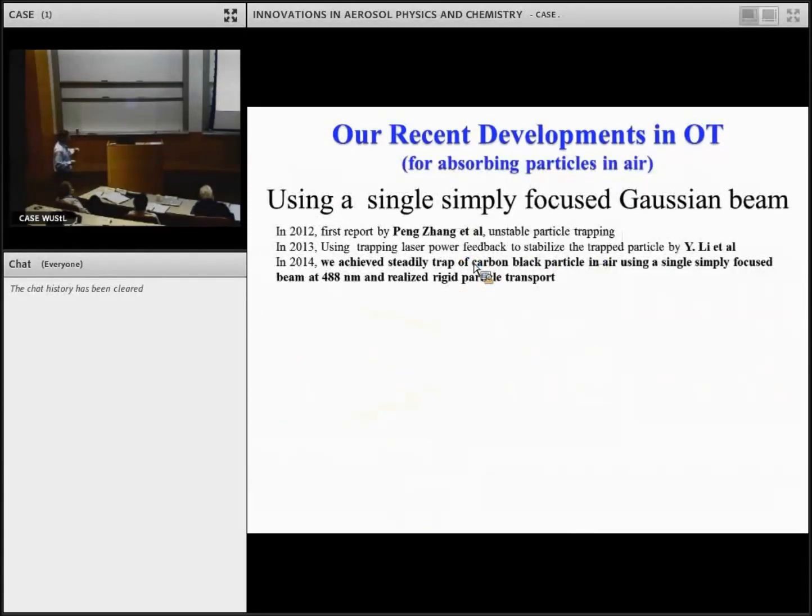Now we switch from a sophisticated, specially shaped trapping beam to a single, simply focused Gaussian beam. In 2012, one group for the first time reported single particle trapping using one simply focused beam. At that time, they claimed the particle could not be safely trapped. The year after, a group in South Carolina developed a trapping laser power feedback device, using the jittering position of the trapped particle as feedback and locking the trapped particle position by changing laser power. However, last year we achieved a steady trap of a carbon black particle in air using a simple singly focused Gaussian beam at this wavelength. Not only can we trap the particle, we can also walk the particle rigidly, as we can show here.